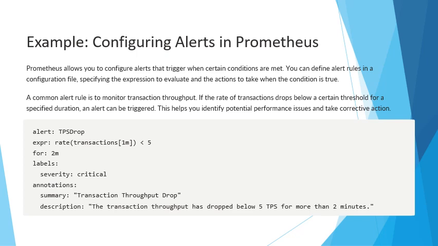We can define alert rules in a configuration file specifying the expression to evaluate and the actions to take when the condition is true. So a common alert rule is to monitor transaction throughput. If the rate of transactions drops below a certain threshold for a specified duration, an alert can be triggered. This helps us identify potential performance issues and take corrective action.